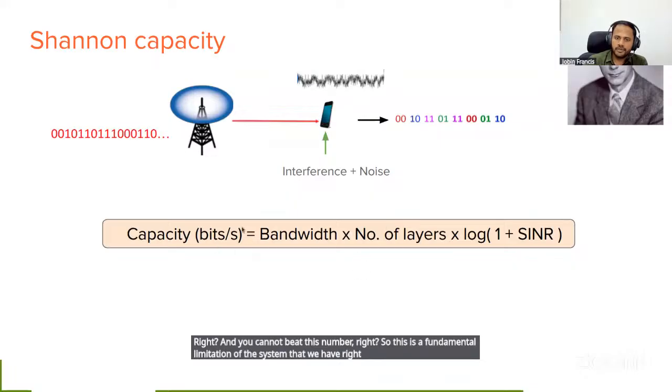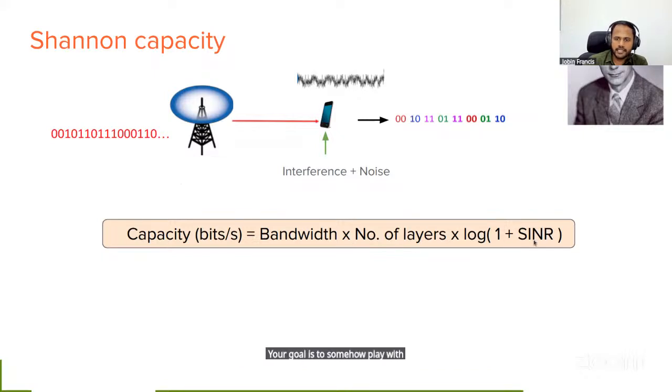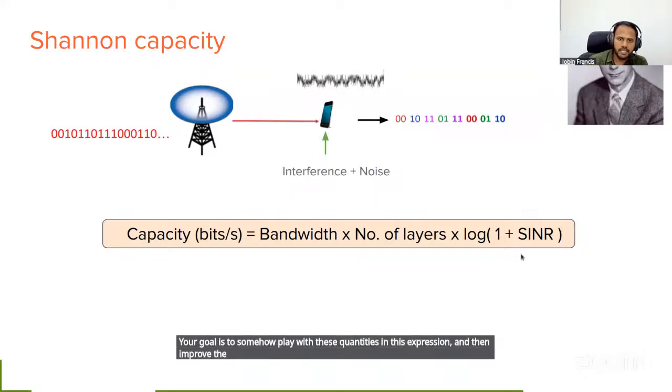So which means when we try to come up with a new network with a higher data rate or throughput, your goal is to somehow play with these quantities in this expression and then improve the network performance, right?